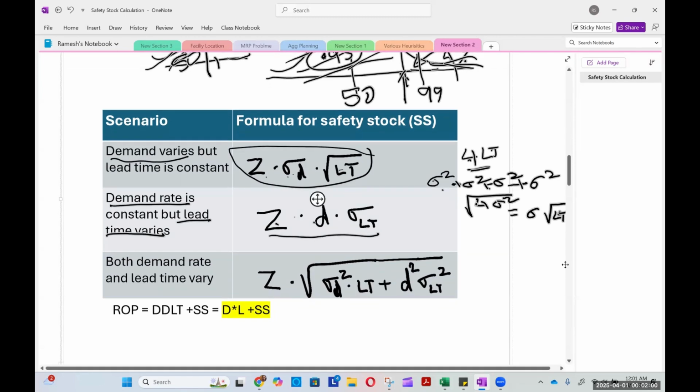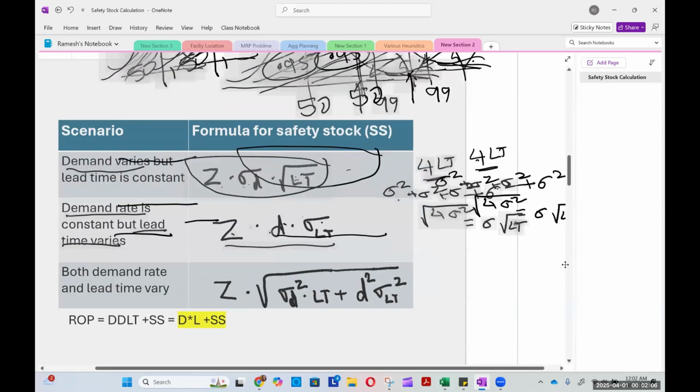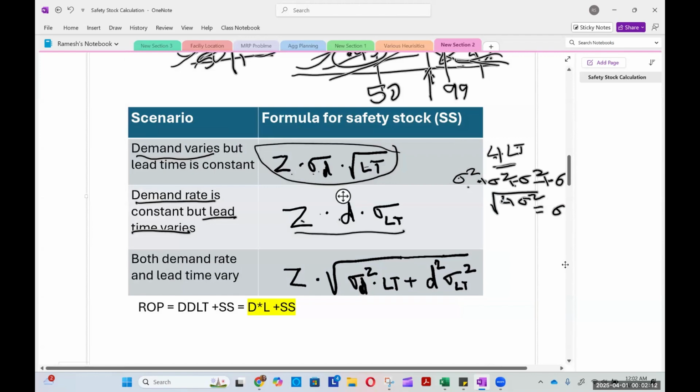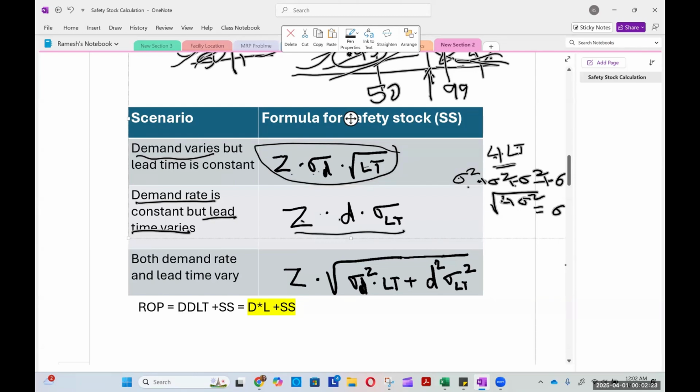If both of them are varying, if demand is also varying and lead time is varying, then really what we are doing here is we are taking this number and this number, squaring them up and adding them and taking the square root of the sum. So really, this is the formula. Standard deviation of demand variation squared, that is variance of demand, times LT, plus D squared times variance of lead time. So that's the formula we will use for determining the safety stock.